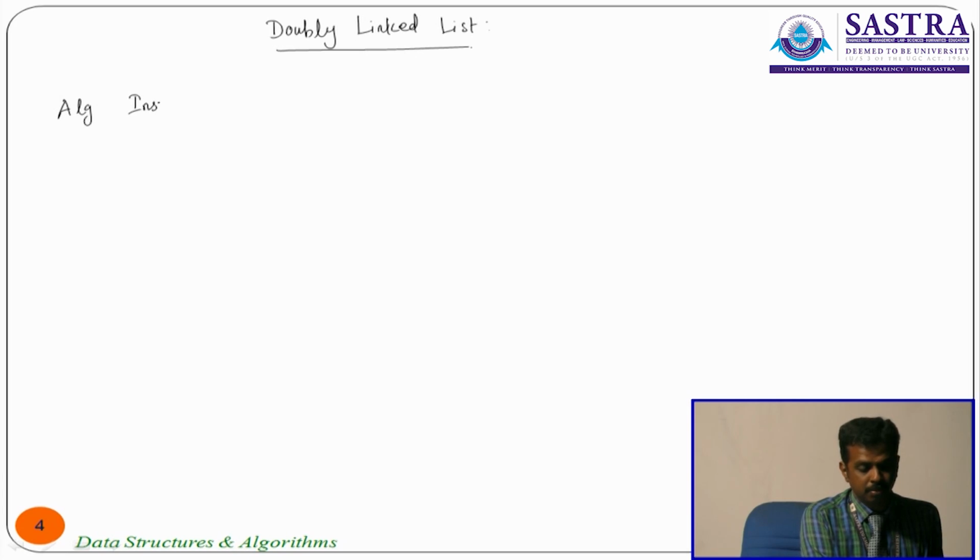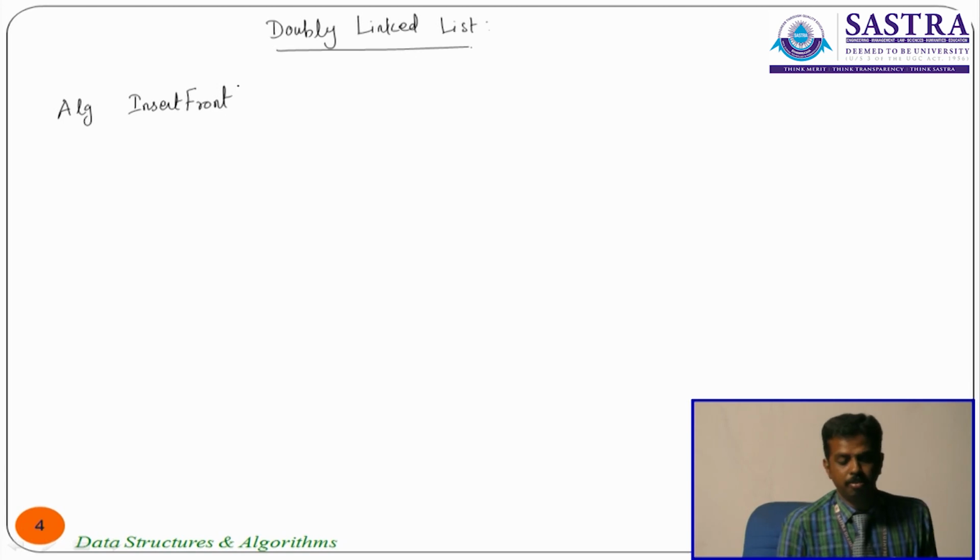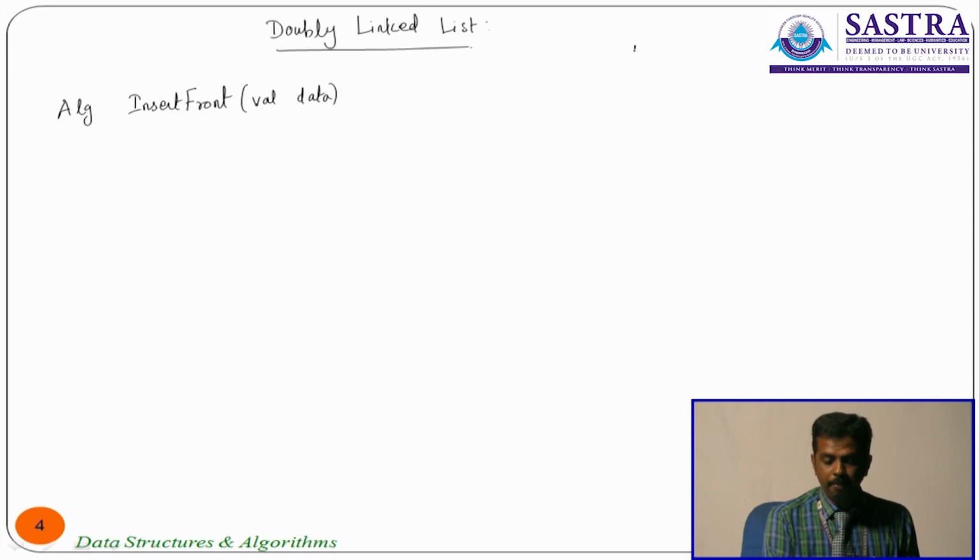Insert front. Okay, here our input is what? The data to be inserted. Okay, assume that the linked list is an empty one. The linked list is empty. F contains null and the count will be 0.